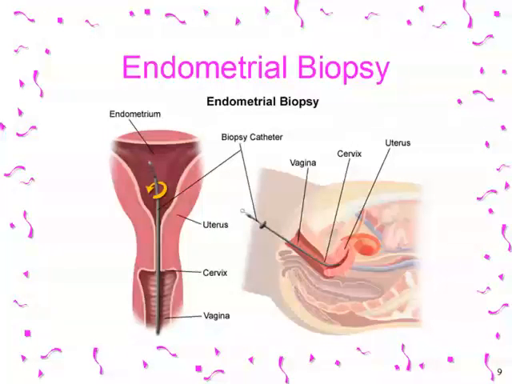With this particular procedure, a small cannula is inserted through the cervix into the uterine cavity. Suction is applied by the means of a syringe, and then the specimen is obtained. So this can look at bleeding, cancer, polyps, or inflammatory types of condition within the endometrium.